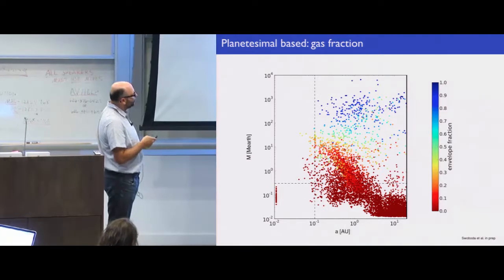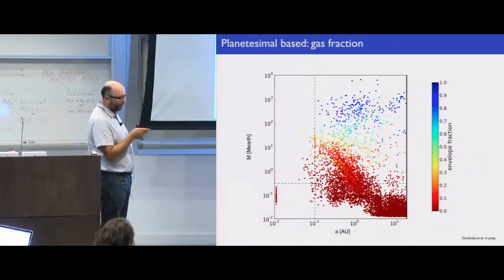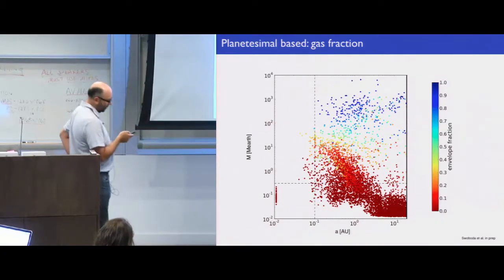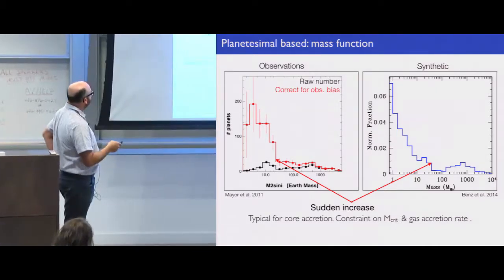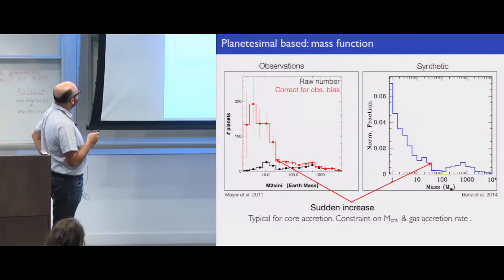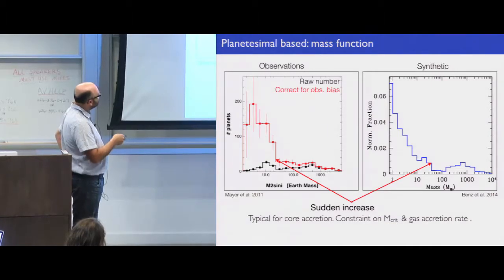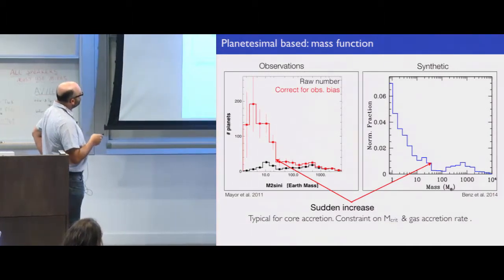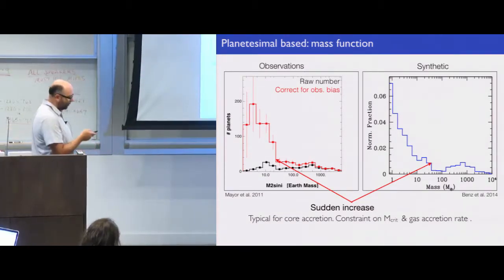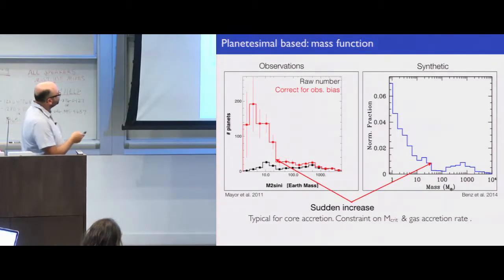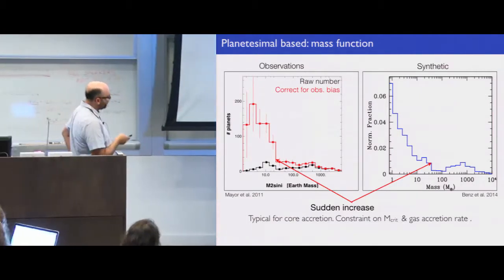Then what you can do now is to make statistical tests to compare this population of planets with the one that is observed in different observational ways. For example, if you compare with radial velocity data, this is the result of Mayor et al. 2011. This is the distribution of planets as a function of their mass in Earth masses. This is the minimum mass because this is radial velocity. In black, you have the raw data, and if you correct for the observational bias introduced by radial velocity, you have this red curve. Here you have huge corrections because it's very difficult to observe low mass planets by radial velocity.